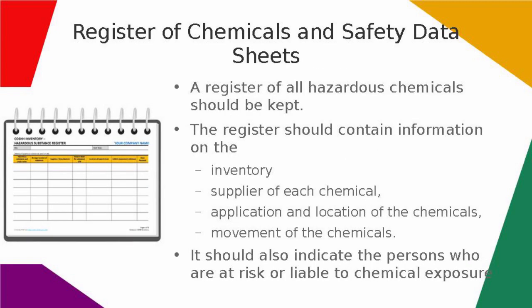Register of Chemicals and Safety Data Sheets. A register of all hazardous chemicals should be kept. The register should contain information on the inventory, supplier of each chemical, application and location of the chemicals, movement of the chemicals. It should also indicate the persons who are at risk or liable to chemical exposure.